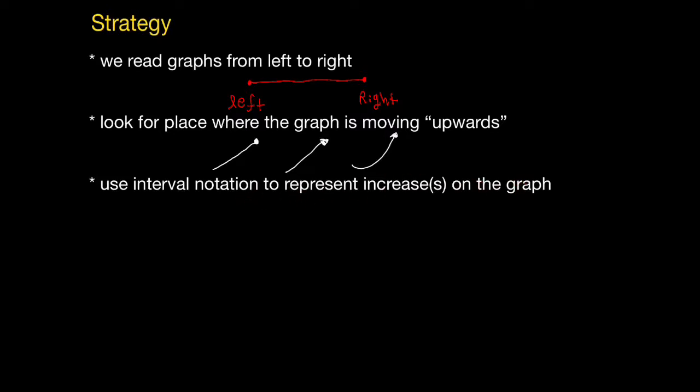So again, remember that brackets are associated with closed circles. Parentheses are associated with open circles, and whenever we have infinity, we have to close it off with one of these parentheses here. So let's take a look at some examples now.